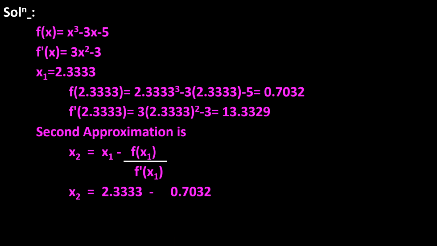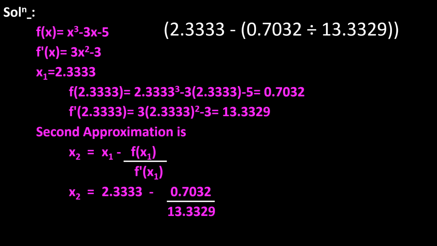So x2 = 2.3333 − 0.7032 / 13.3329. While writing in the calculator, you need to write it in the form: open the bracket, 2.3333 minus, open the bracket, 0.7032 divided by 13.3329, close the bracket, again close the bracket. This gives the answer 2.2806, which I have written upon rounding off to 4 significant digits after the decimal point.